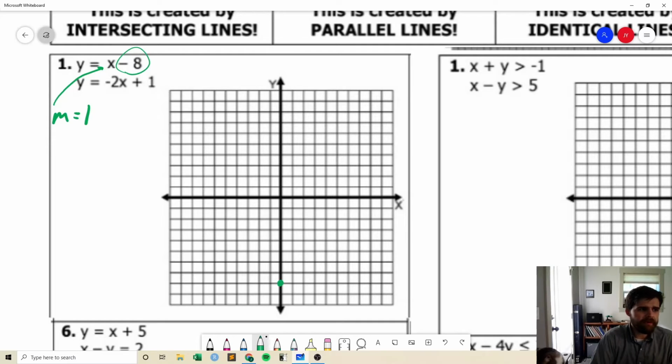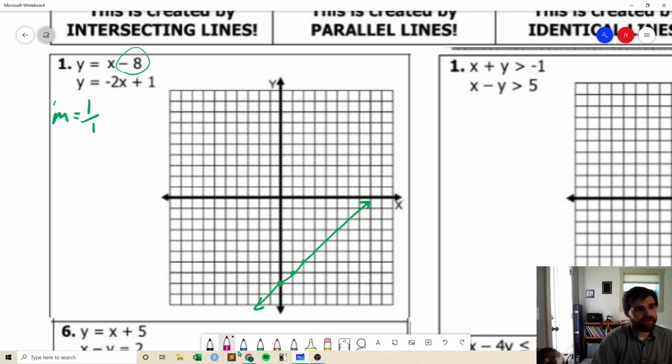Or as I like to think about it, because I'm thinking rise over run for my slope, 1 over 1. So from that point, I'm going to go up 1 unit and forward 1 unit. We've got a ratio of 1 to 1. For every unit we increase in the x direction, our y is going to increase 1 unit as well. That was kind of a wonky line, but it'll work. All right, let's take a look at the next one.